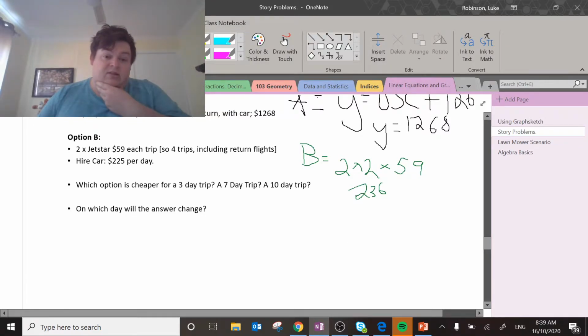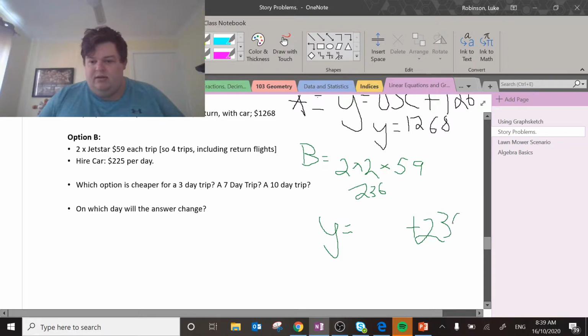the cost of the flights, that's the ticket cost, and then there's a $225 fee per day for a hire car. Now going back to that original equation, we said that the value that stays the same regardless of how many days you stay there goes on the end, so plus 236. And the value that changes per day is the one that's multiplied by x, 225x.